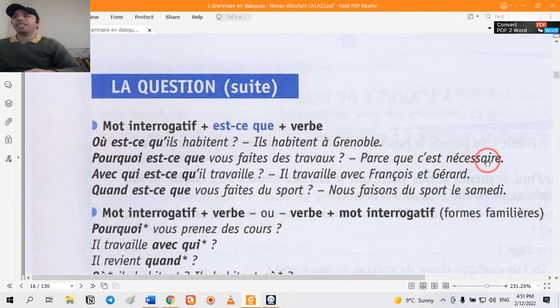Parce que c'est nécessaire. Parce que means because. Because it is necessary. Avec qui est-ce qu'il travaille? Avec qui means with who. Avec qui est-ce qu'il travaille? Who does he work with in English? Il travaille avec François et Gérard. He works with François and Gérard.